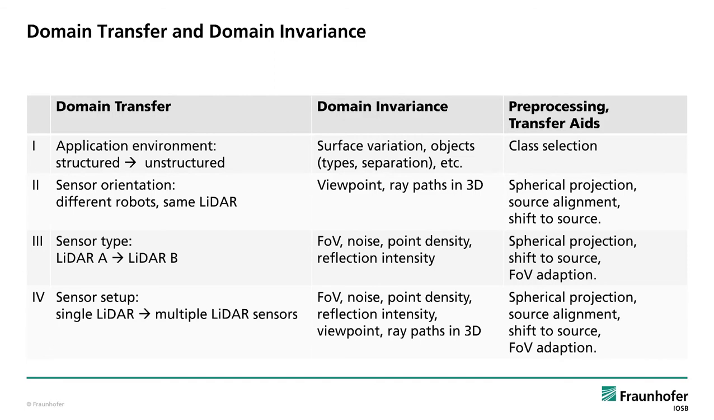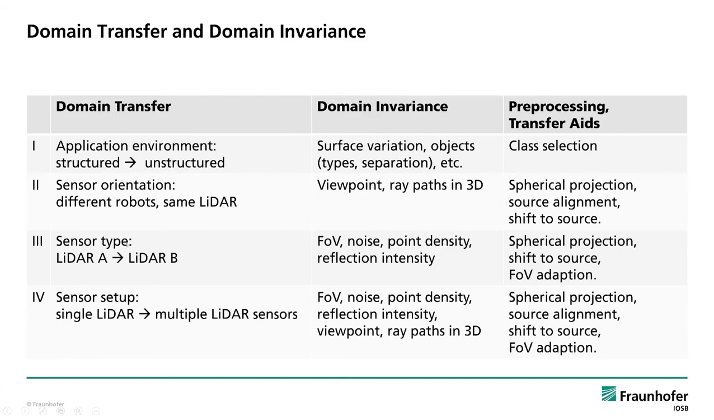The second one is about sensor orientation. If we have different robotic platforms with the same LiDAR sensor, we already have a change in viewpoint and also in the orientation of the ray paths. What can we do against it? We can use the spherical projection. We can align the coordinate system rotationally and also in translation.